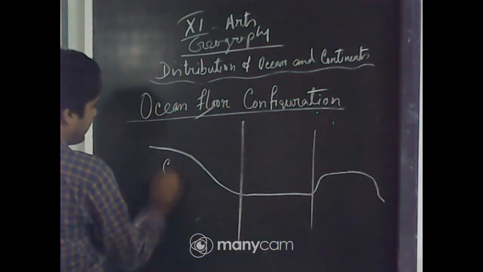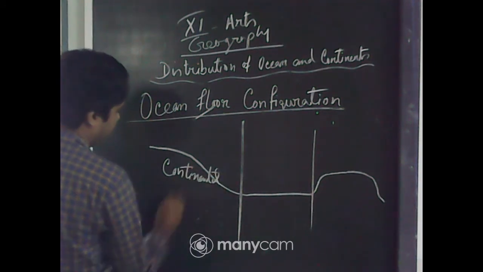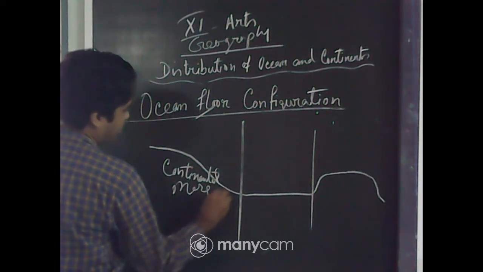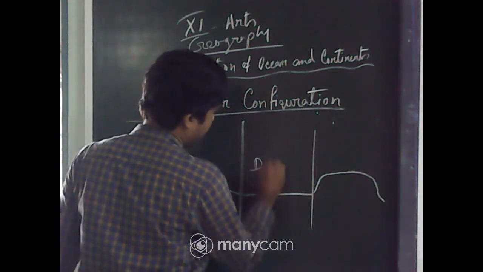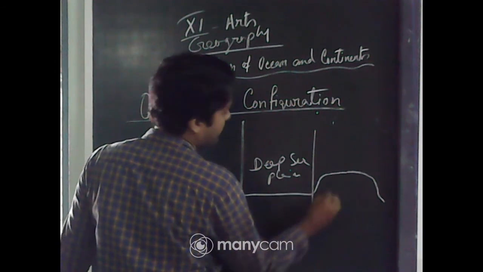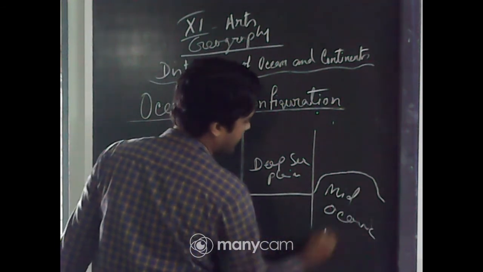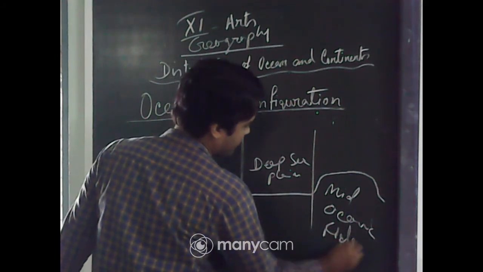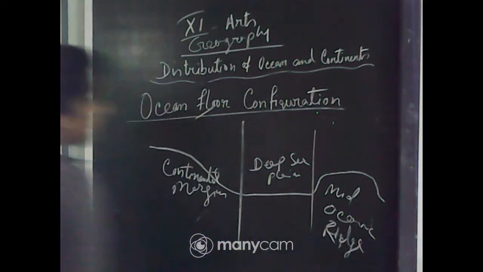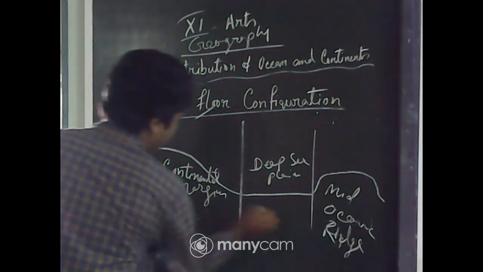This is continental margin. This is deep sea plain. This is oceanic ridge, mid-oceanic ridge. These are the three parts.